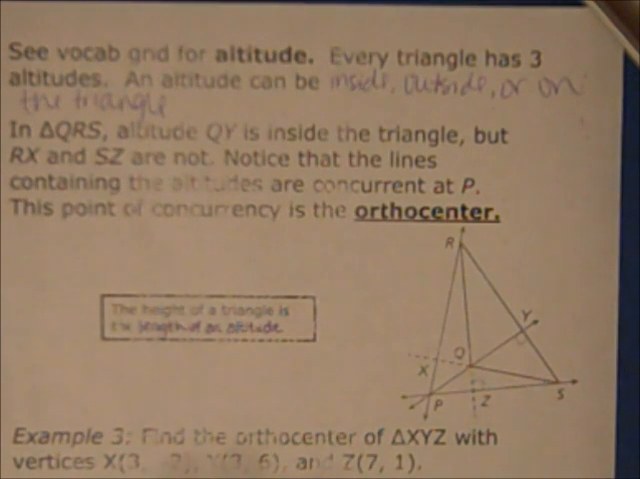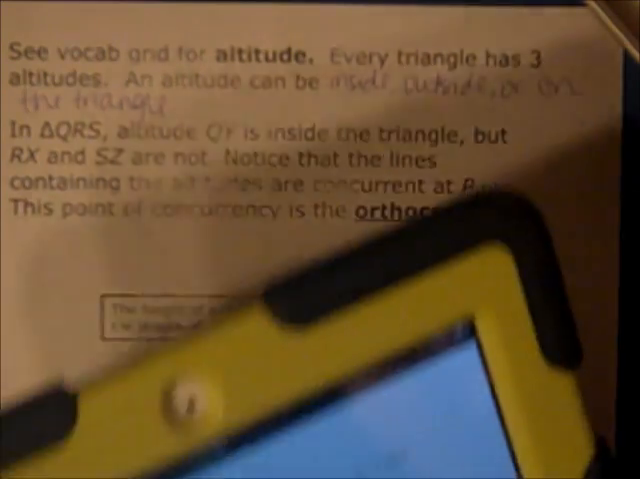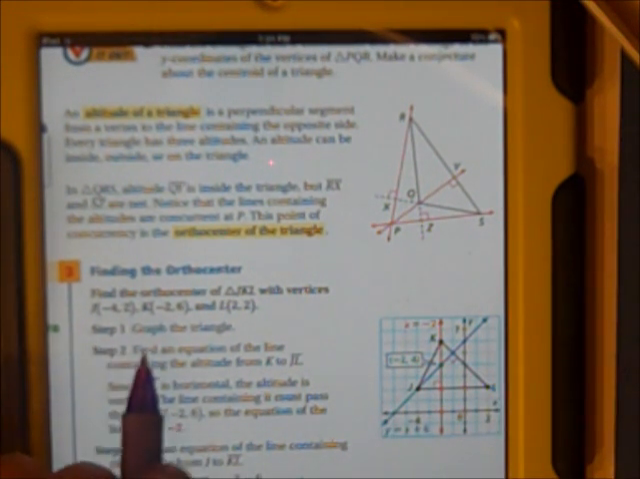Now we're going to talk about altitudes and orthocenters. So this one's a little bit trickier. You know the word altitude already, because you know it means height of a triangle. And we've talked about what that means, that to be the height, it has to be perpendicular. You're looking for that right angle to be the height. So this is still true with altitude.